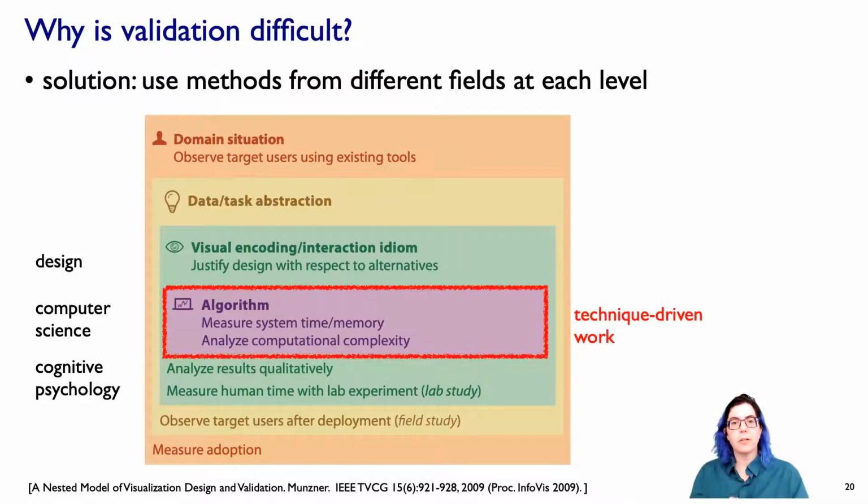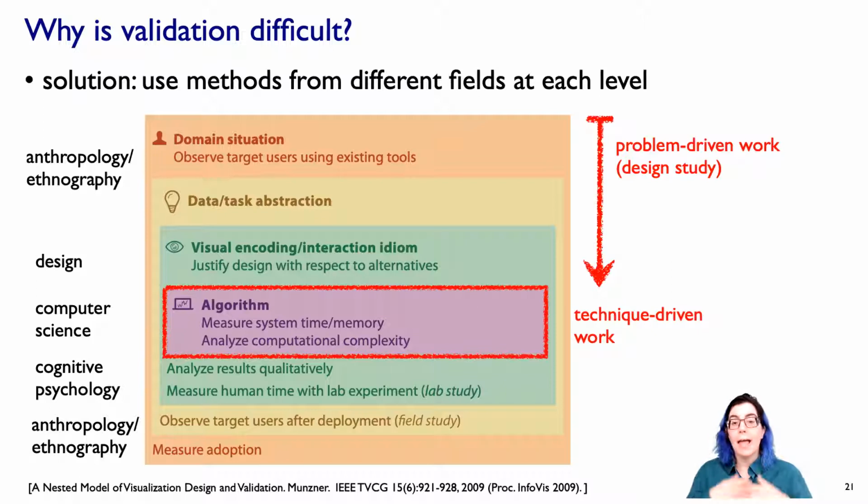Now, those methods are great for trying to figure out if the encoding worked, but they're actually terrible for figuring out if you got the abstraction right. Because when you do those lab studies with your stopwatch, you tell the person what to do. But then how do you know if they really do what you think they do? That's where we want to get methods out of anthropology and ethnography, where we actually need to use sort of field observation.